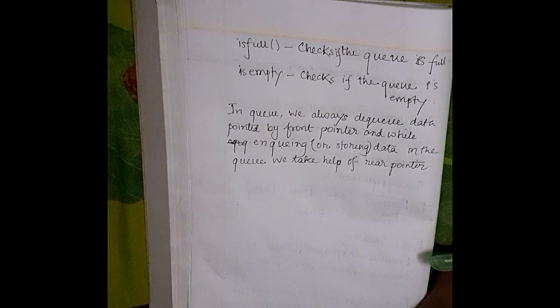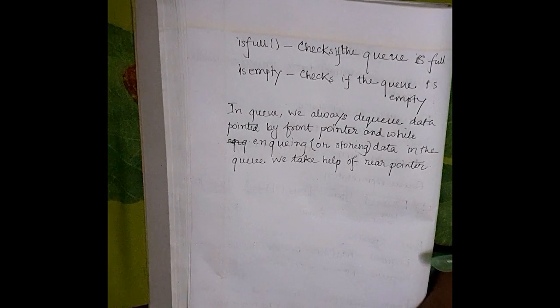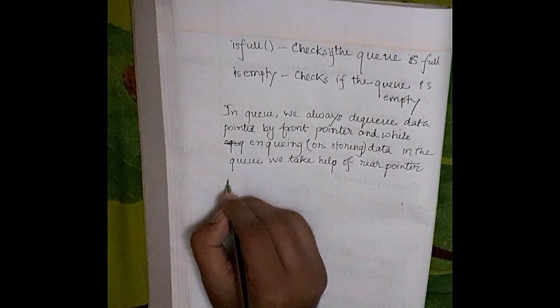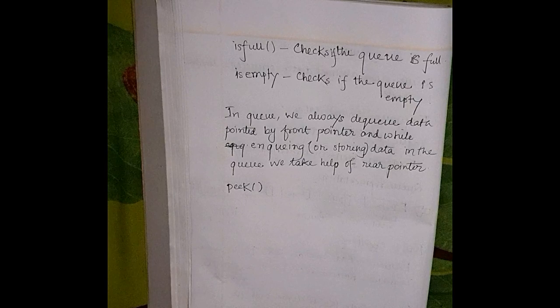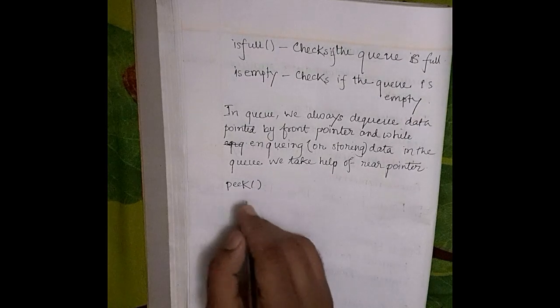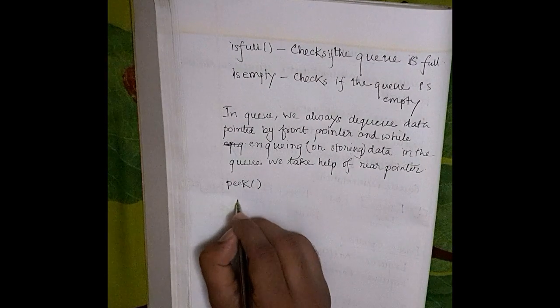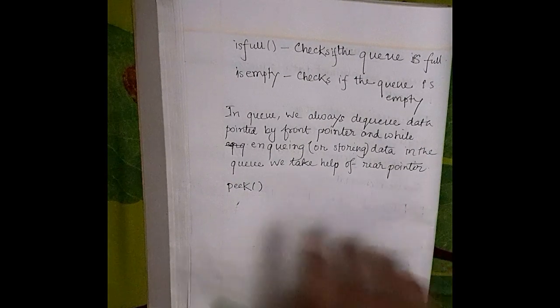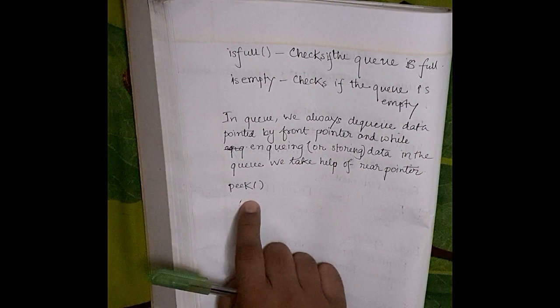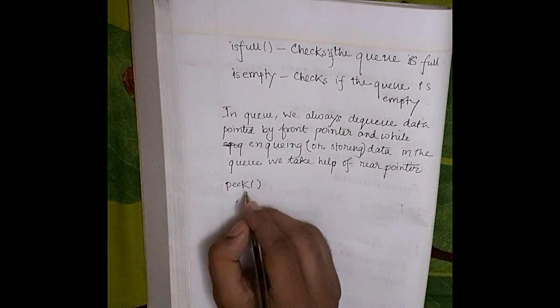So let's first learn about the supportive functions of a queue. The first one is peek followed by parentheses. This function helps to see the data at the front of the queue. The algorithm of the peek function is as follows. So let me write down the algorithm. Let me recap the definition once again. This peek function helps us to see the data at the front of the queue, right? At the front of the queue. The algorithm of peek, I'm writing over here.